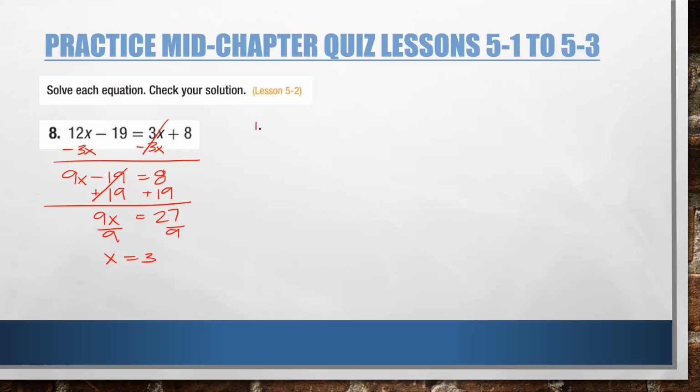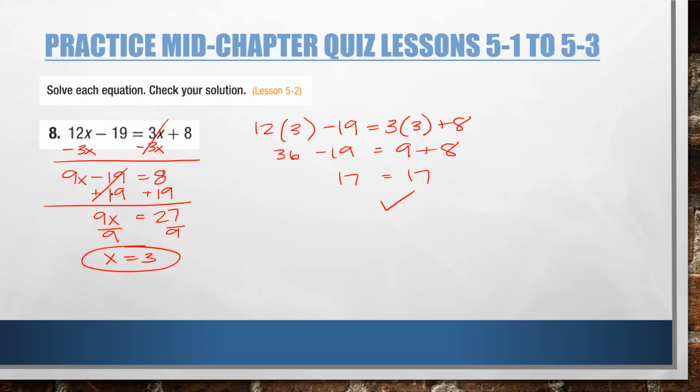So again, I would check this. 12x is 3, minus 19 equals 3 times 3 plus 8. So use order of operations, multiply first. 12 times 3 is 36 minus 19. 3 times 3 is 9 plus 8. 36 minus 19 is 17, and 9 plus 8 is 17. So we know 100% that is the correct solution, okay?